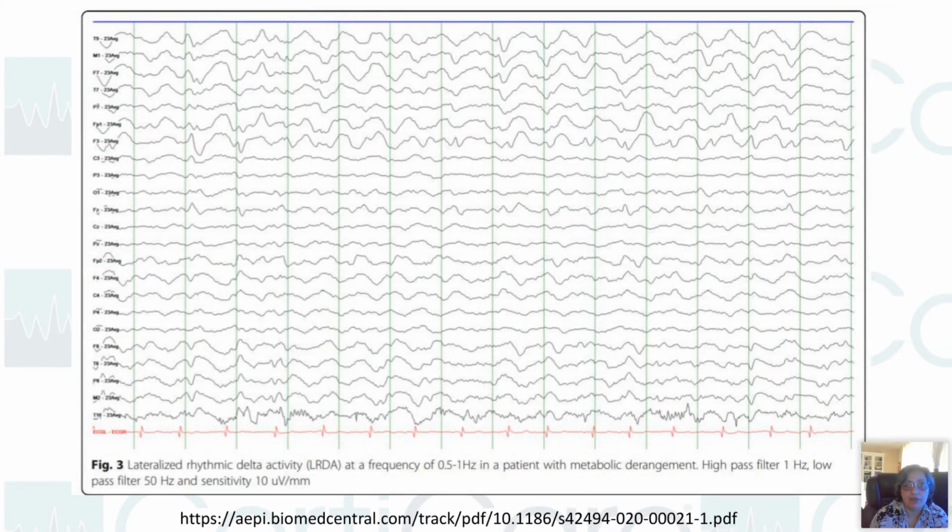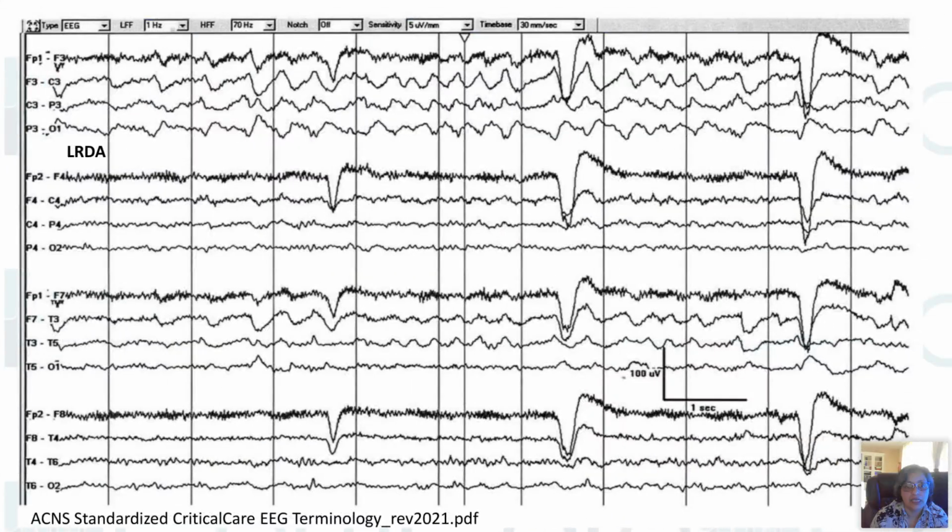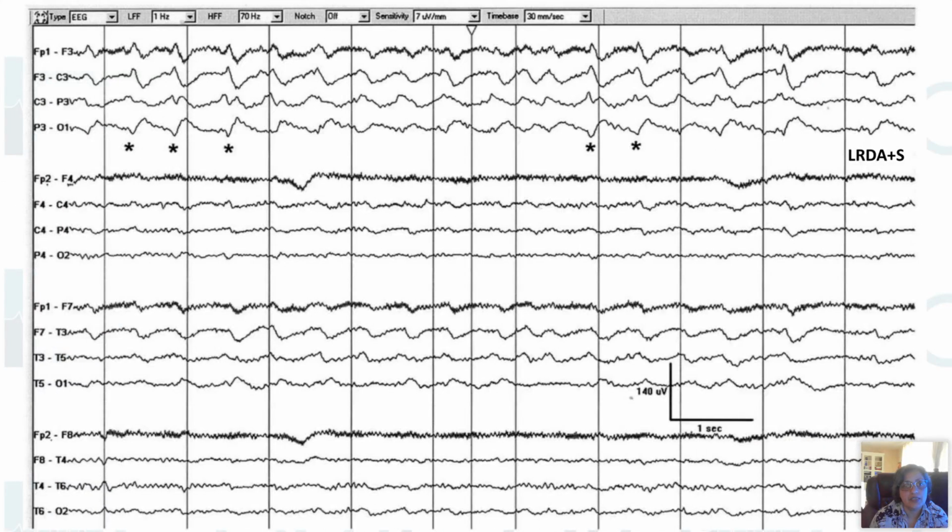So here is an example of LRDA. Here is another example of left-sided LRDA in a patient who is fully awake. Here is a patient in the ICU, LRDA plus S. There are faster frequencies, but the source of this EEG pattern says this is LRDA plus S. But if you ask me, I'm going to label it as LRDA plus S plus F.